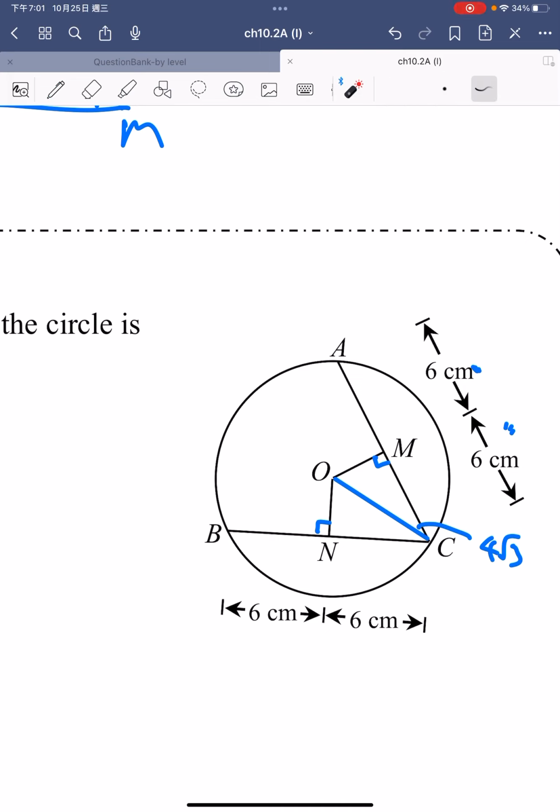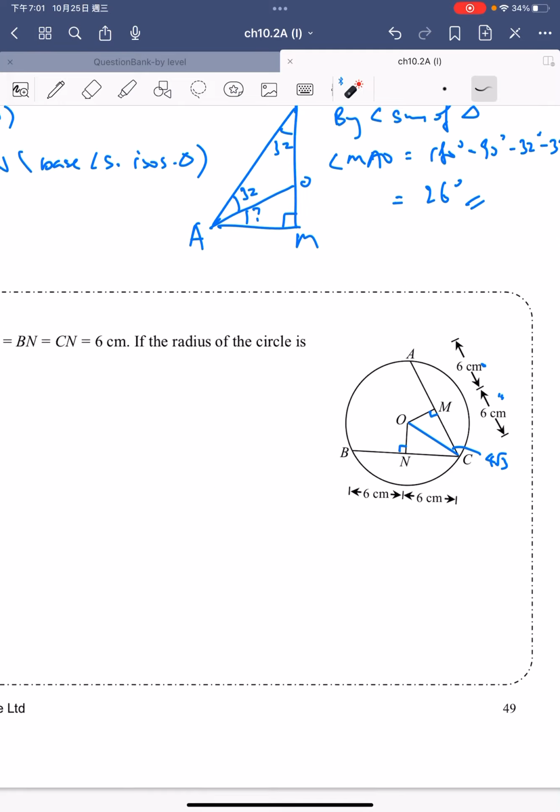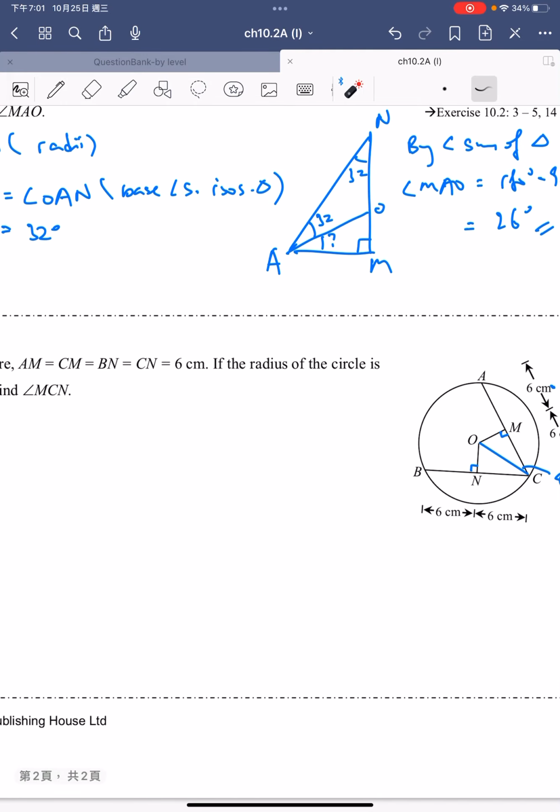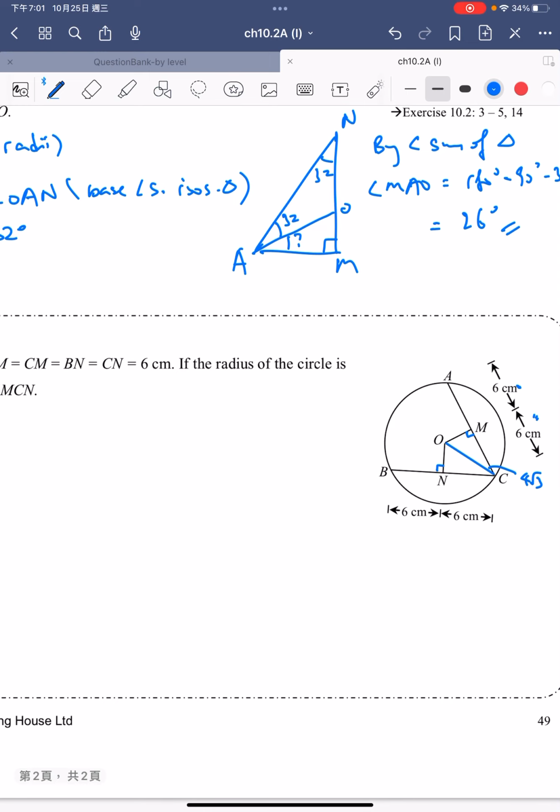Okay, so now we find out this is perpendicular, which means that there's 90 degrees. And now we have MC is 6 cm, and the radius is equal to 4 square root 3. Then we can use cosine. By using cosine theta, we can find out the value here, right? Before you construct the triangle, you need to write down something, because I didn't write down ON is perpendicular to OC.